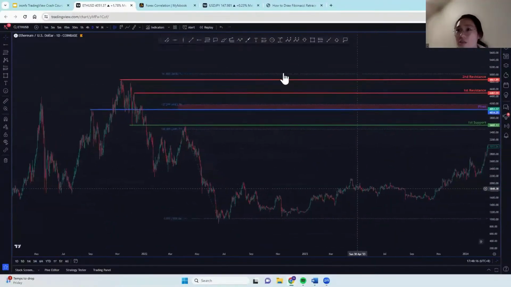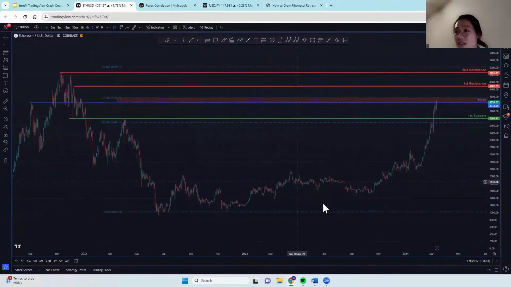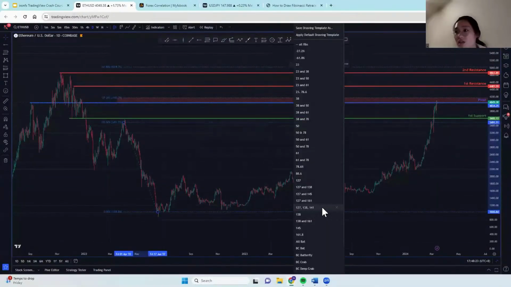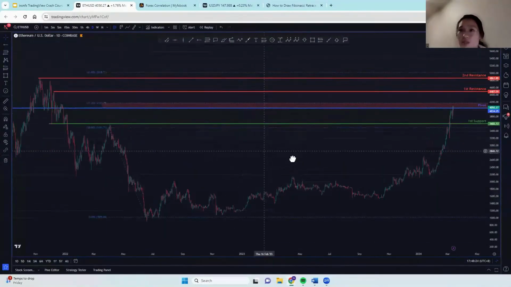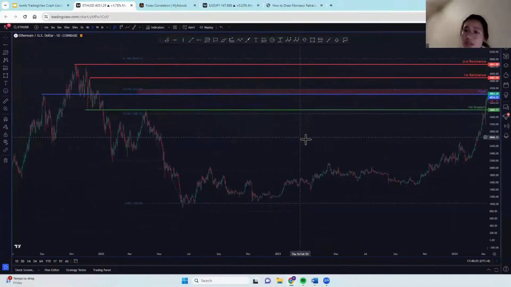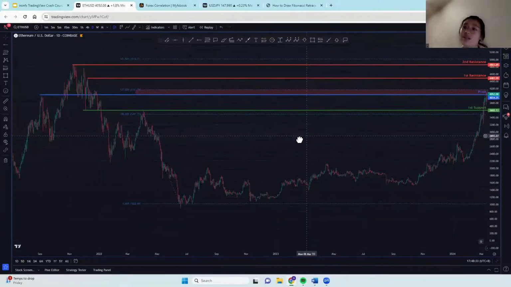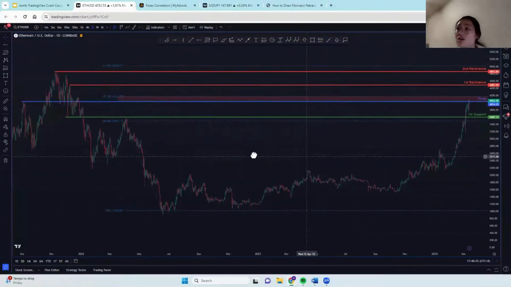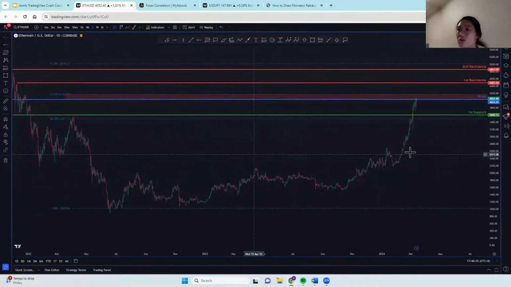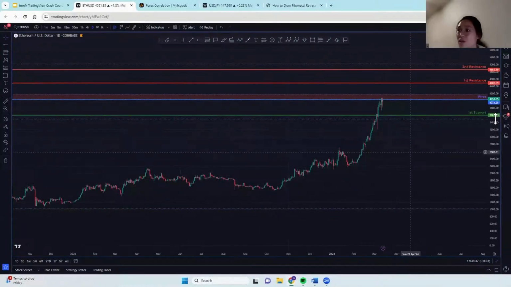We don't typically use the other levels, but yeah. This technique is basically for levels above 100. It's just that based off of back testing, we've realized that the 127 and the 161.8 are the most effective levels. So it's still obviously up to you what you choose to use.